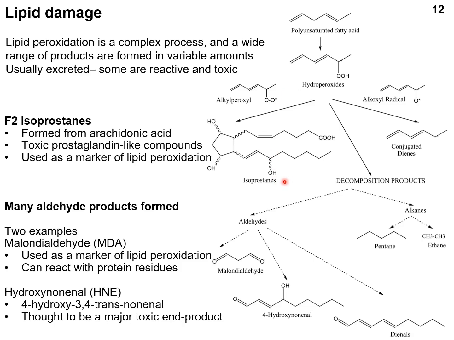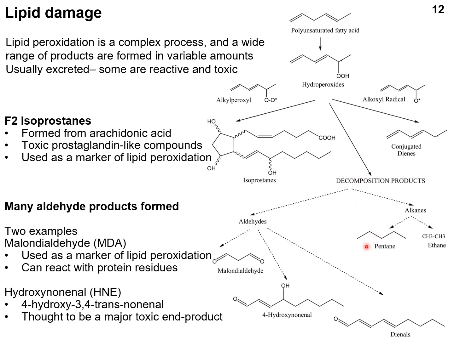One of the ones that is of particular interest to us is the isoprostanes. So these are formed from arachidonic acid. They're thought to have potential toxicity, but the reason these are particularly interesting to us is that they are also markers of lipid peroxidation. So they're quite widely used to track lipid peroxidation. There are a number of other decomposition products.